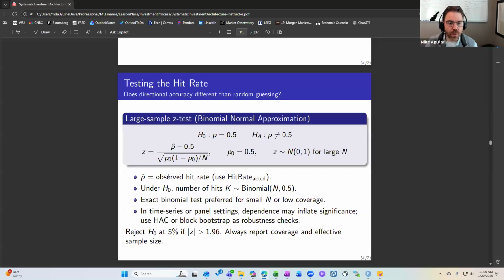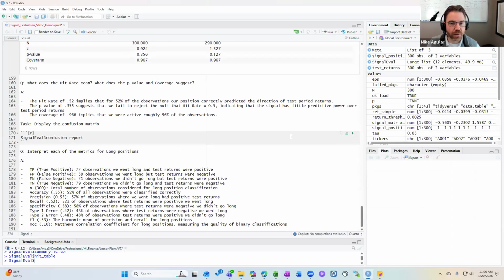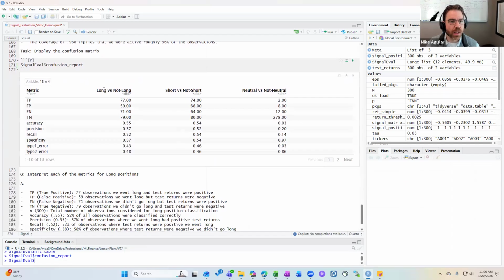What else we got? Well, what we also have is some information on a confusion matrix. Long versus not long, short versus not short, neutral versus not neutral. 3 states of nature. TP, FP, FN, TN, accuracy, what are all these things? This is what's called a confusion matrix. The idea is going to be that I want to see how often I'm right out of a fraction of all the observations, how often I'm wrong out of a fraction of all the observations, and what types of mistakes I'm making.